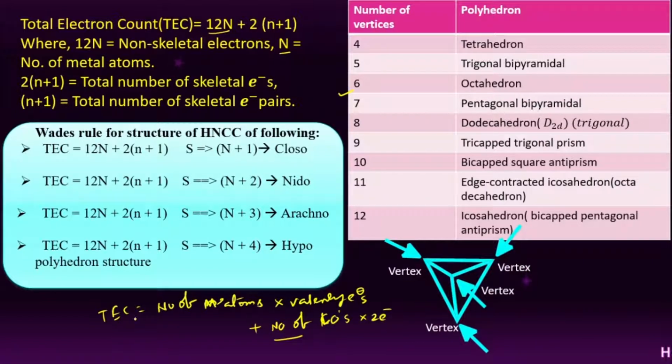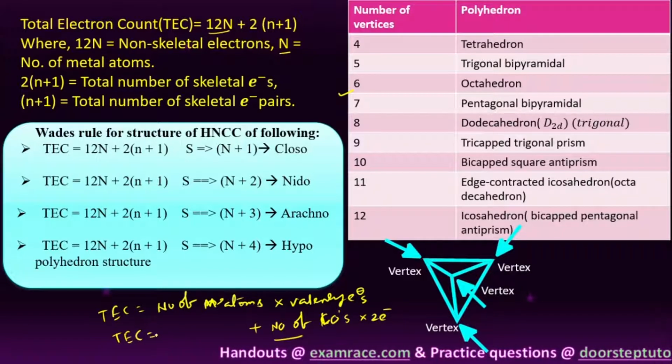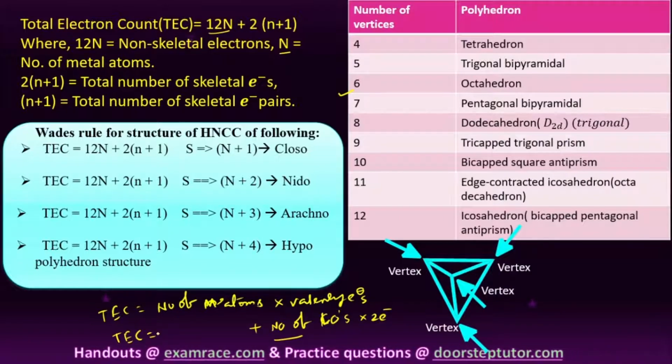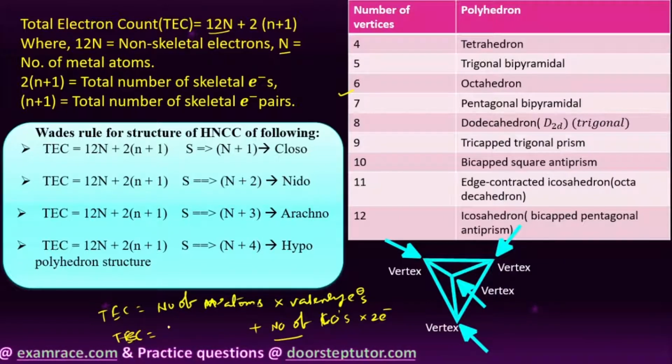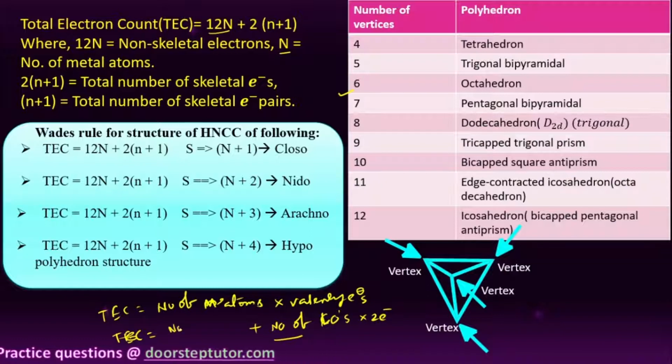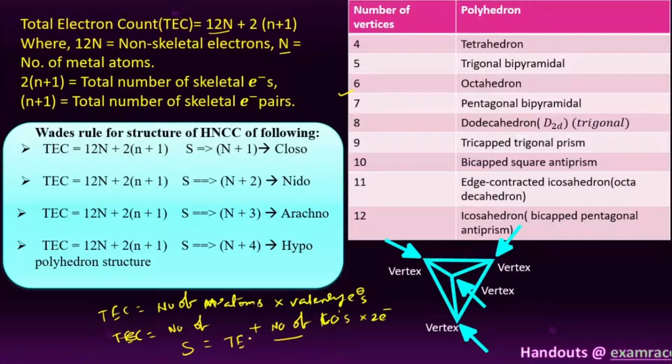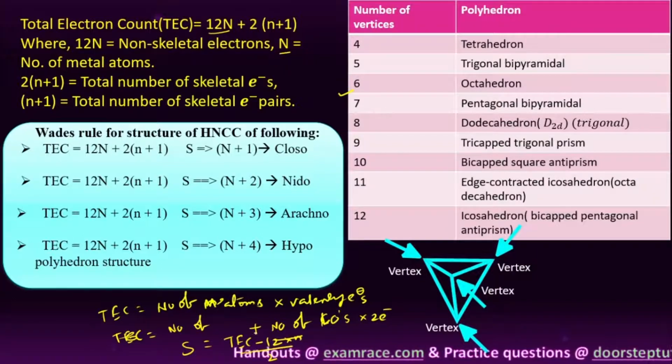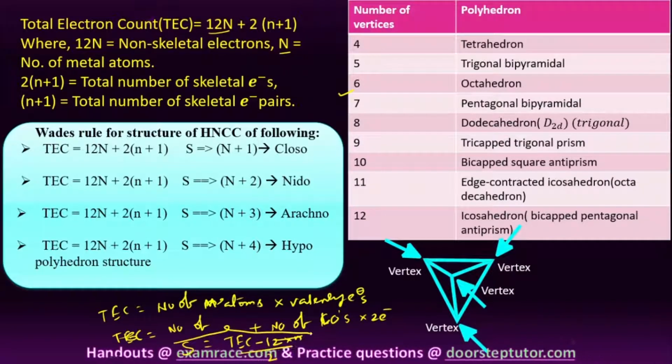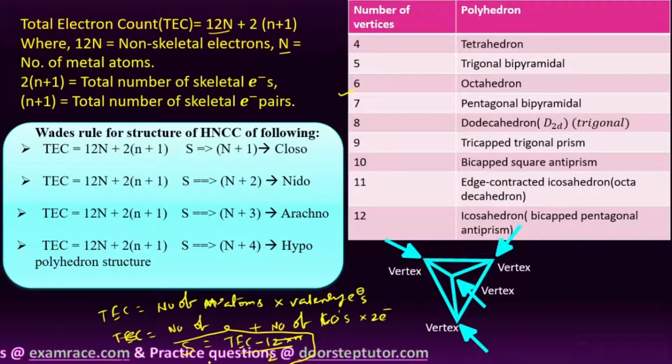So the total electron count is the number of electrons in the metal atoms plus those from the ligands. The number of skeletal electrons, which we can represent as S, is equal to TEC minus 12 into n divided by 2. This formula will give the total number of skeletal electrons. I will explain it in the next examples.